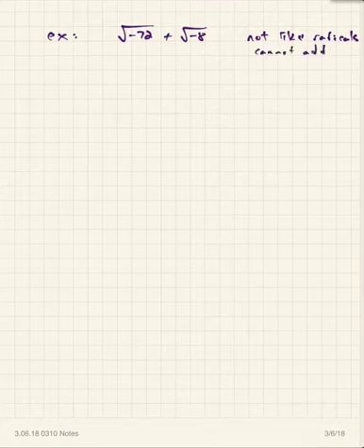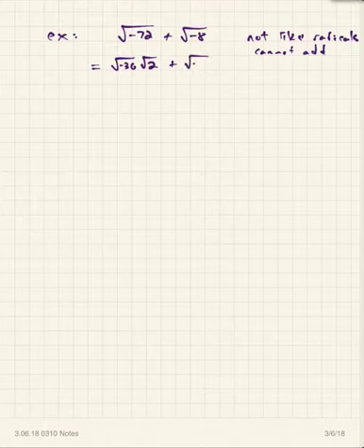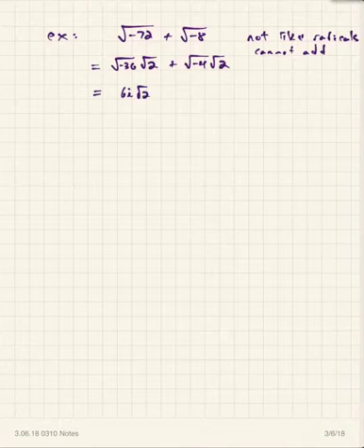But what you can do is simplify both of them. So you simplify both of them by writing the square root of negative 72 as the square root of negative 36 times the square root of 2. And square root of negative 8 you could write as the square root of negative 4 times the square root of 2. So the square root of negative 36, that would be imaginary. So that would be 6i times the square root of 2. And the square root of negative 4, also imaginary, it would be 2i times the square root of 2.